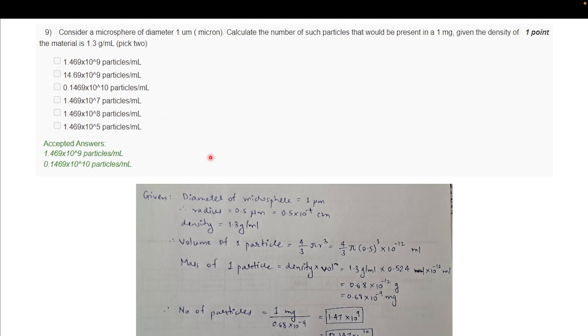So yeah, is the method clear? Does anybody have any doubt in this solution? Shall I move on towards the next question?